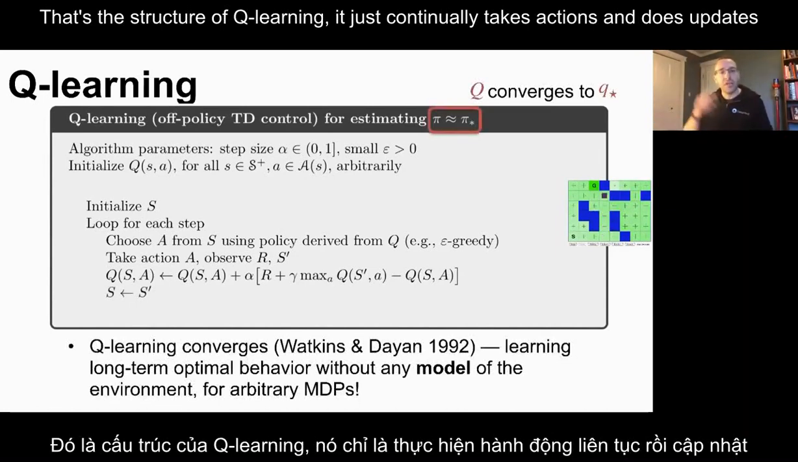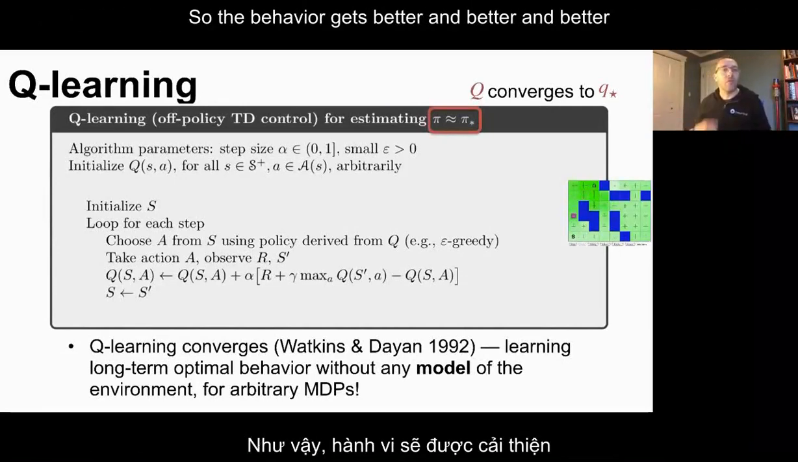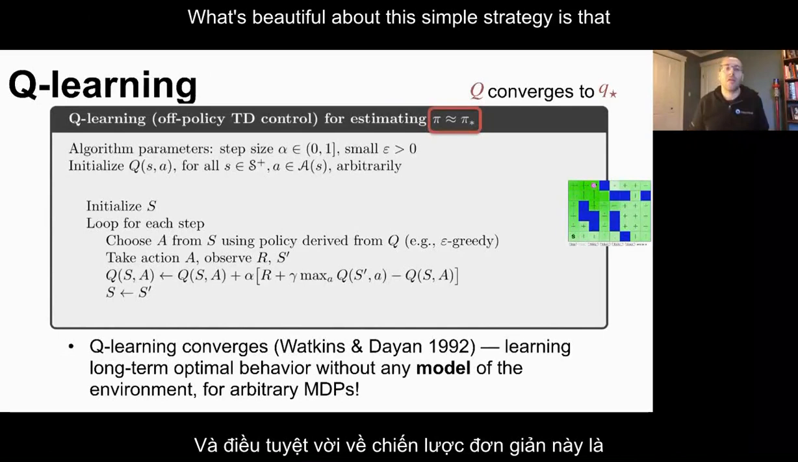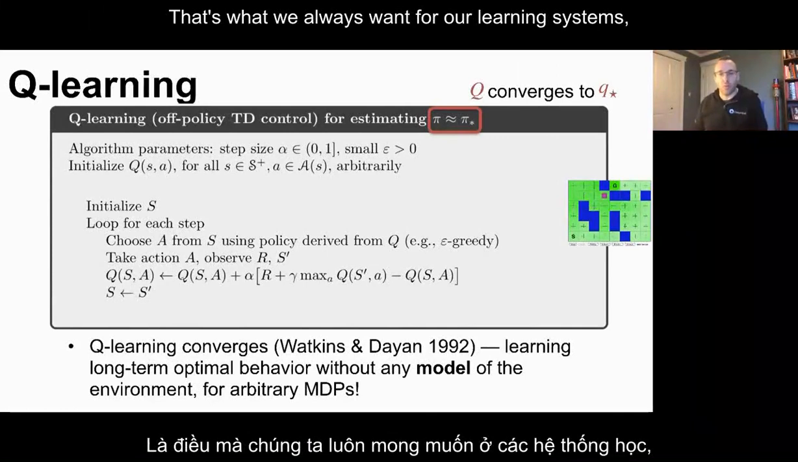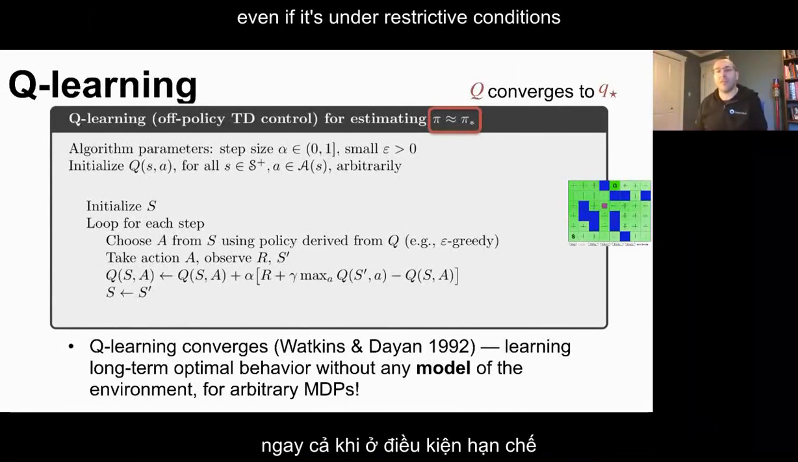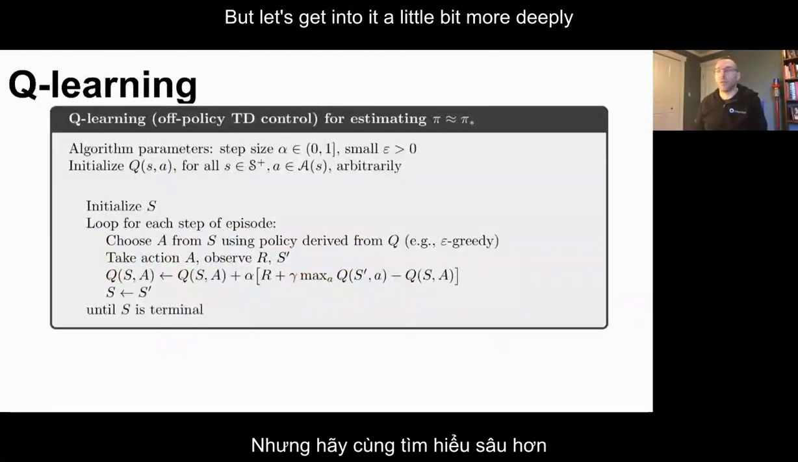It just continually takes actions and does updates, and hopefully those updates to the value function influence the policy so the behavior gets better and better. What's beautiful about this simple strategy is that someone proved long ago that even without a model of the world, we can get optimal long-term behavior, which is really, really nice. That's what we always want for our learning systems, even if it's under restrictive conditions. So that's Q-learning, but let's get into it a little bit more deeply.